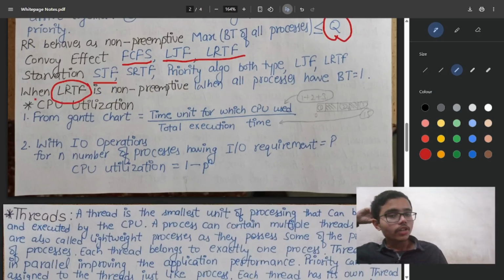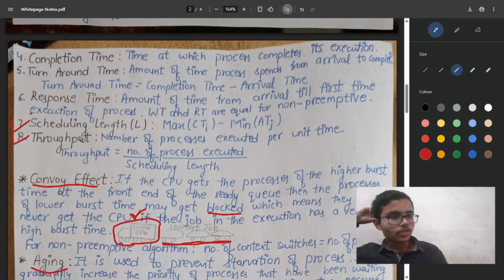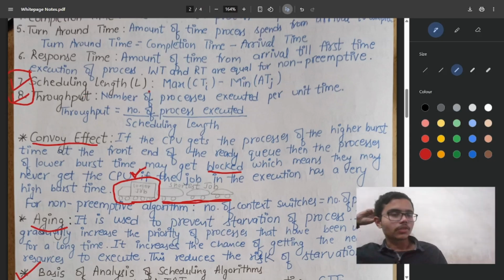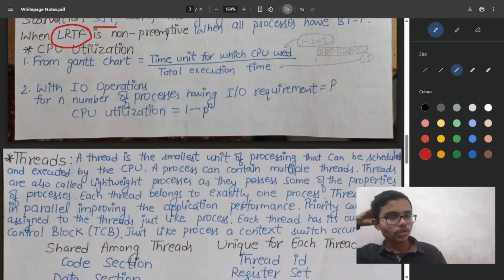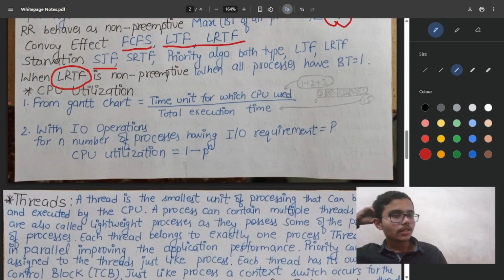If I talk about these points, there are two important ones. The most important is point 8. Point 7 is not asked in questions. But you have to remember: maximum of completion time minus minimum of arrival time. This is the scheduling length. It is not that important, but keep it in mind.